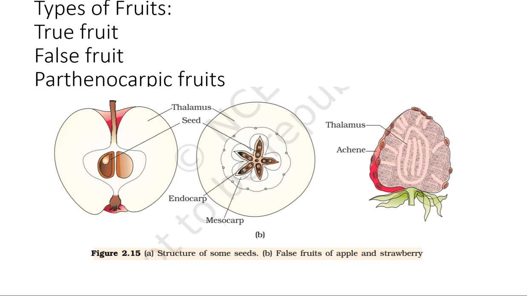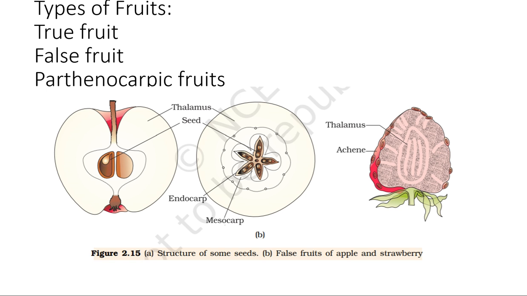It produces a fruit wall called pericarp. In some cases, thalamus and other floral parts also show proliferation along with the development of ovary wall. These types of fruits are called false fruits. In this slide, you are watching the examples of apple and strawberry. These are false fruits because besides ovary, thalamus is also used up in forming the fruits. And the true fruits are the fruits in which no part of the flower develops along with the ovary. They are called true fruits.